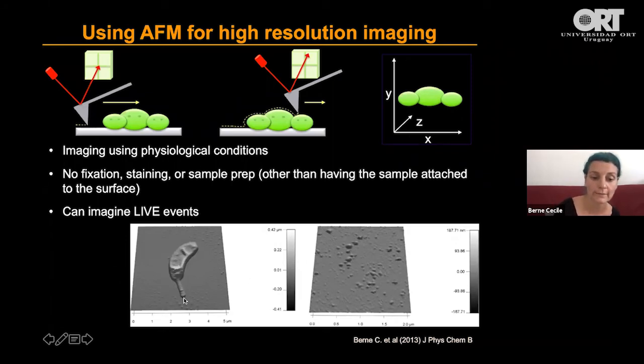Here we've got Caulobacter cells, and here we've got a bunch of purified holdfast attached to a surface. What's great with AFM is that there is no staining or sample prep like that, which is sometimes very complex and can make some artifacts. The only thing you have to do is have cells attached to the surface, and that's it. After, you can scan them, no problem. And thanks to that, we can even image live events, which is interesting.